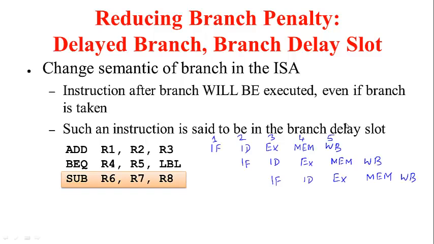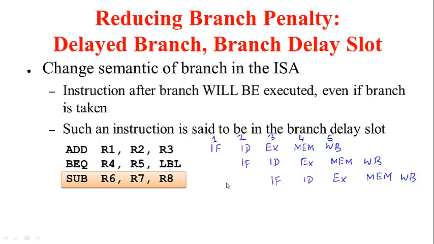As shown in this timing diagram here, in clock cycle number 4, in the earlier scheme of things, we potentially had to cancel this subtract instruction in case the branch was taken. However, with the changed semantic of the branch instruction, this cancellation is not necessary because this instruction in the branch delay slot also has to be executed anyway, irrespective of the branch condition.